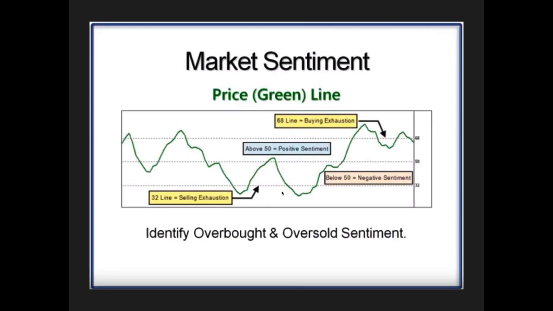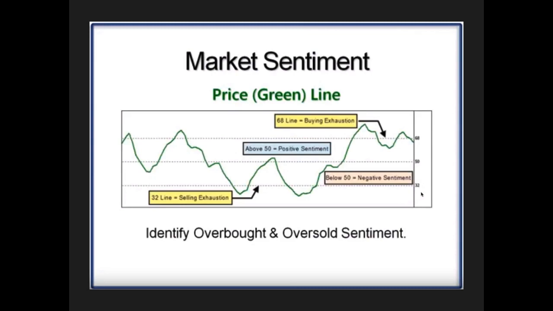What Dean did when he created this was study price over the course of something like 20 years. In the course of that study, he found that these levels are generally the areas where price tends to turn around, or where price tends to slow down and reverse. So that's why he put these levels in there.